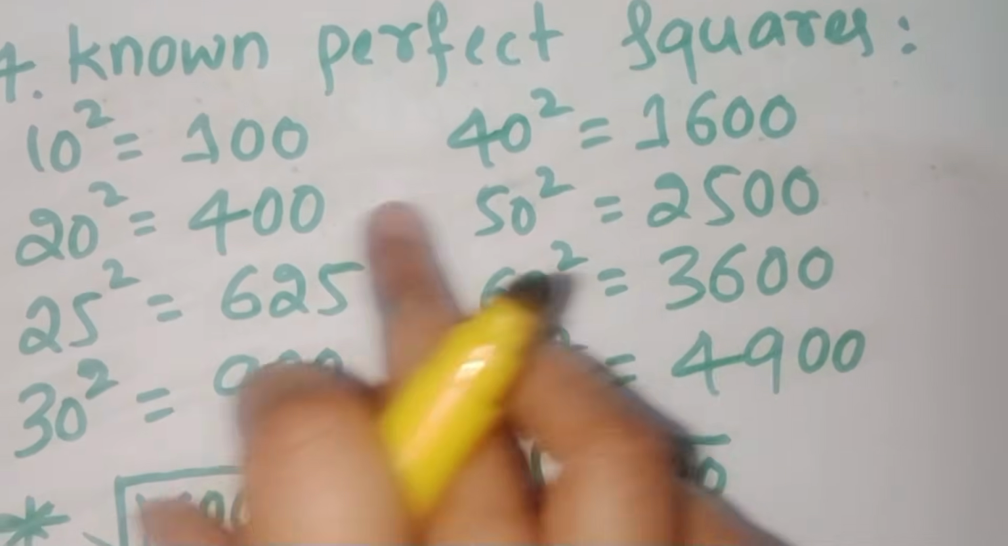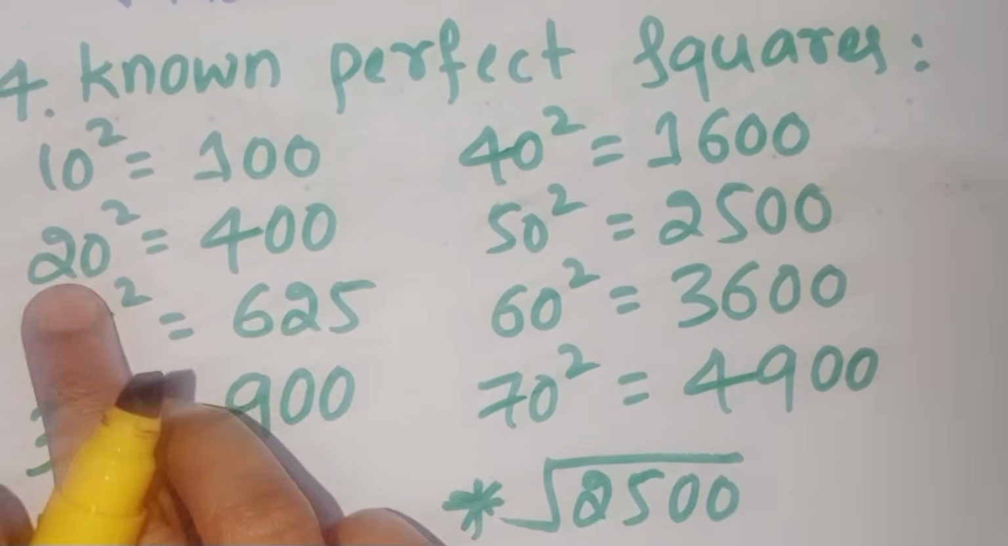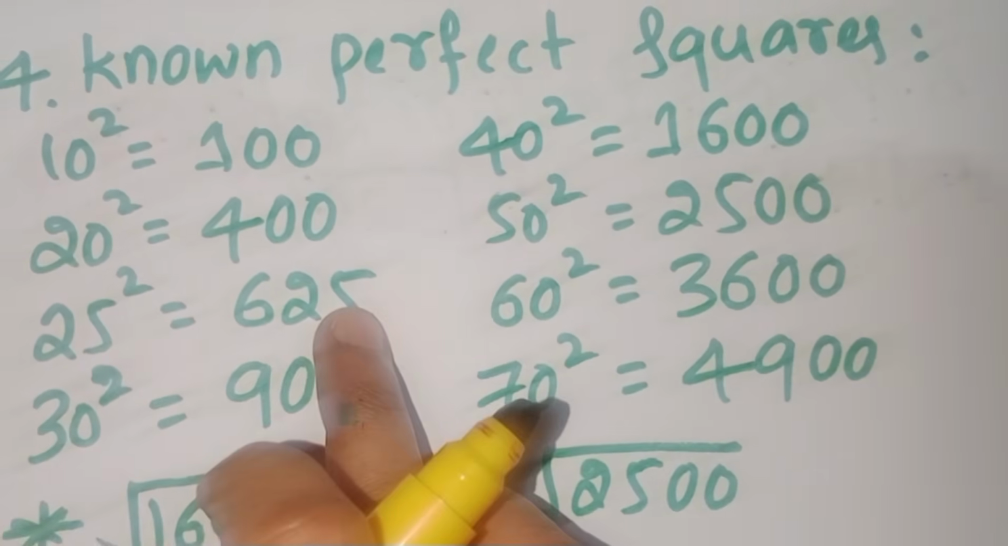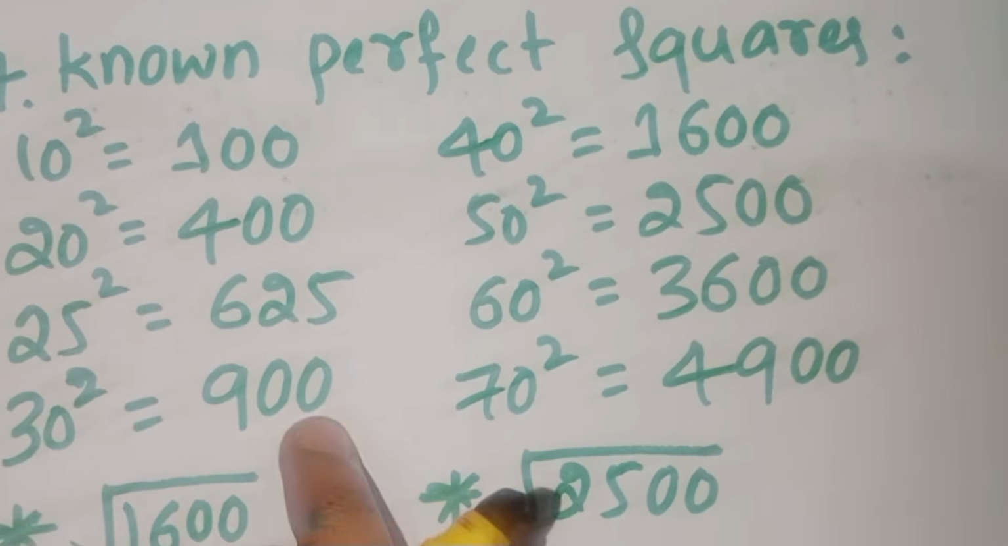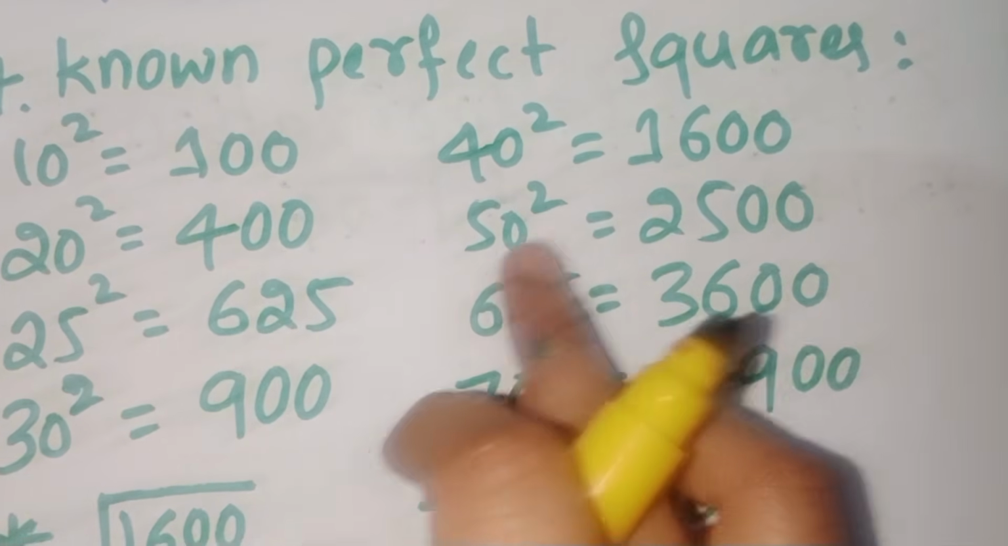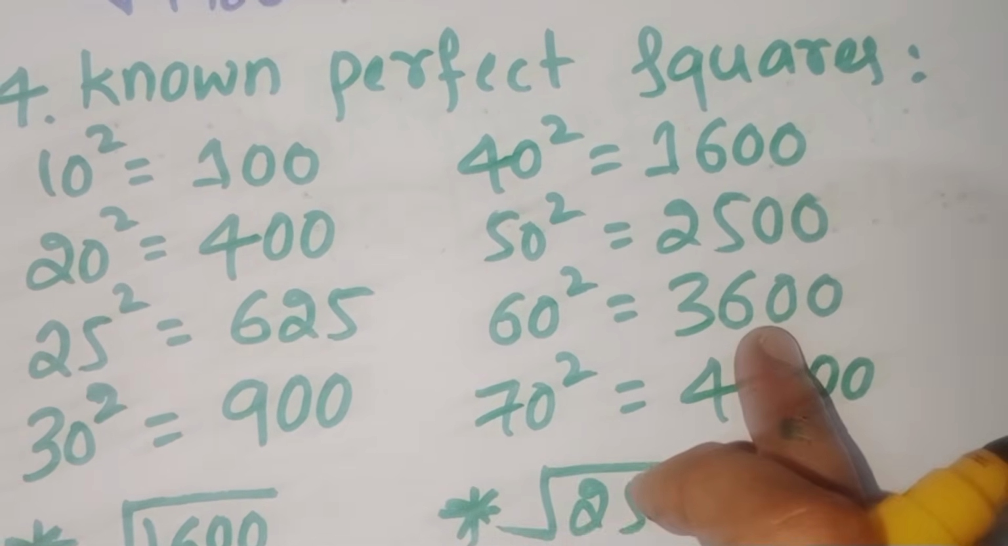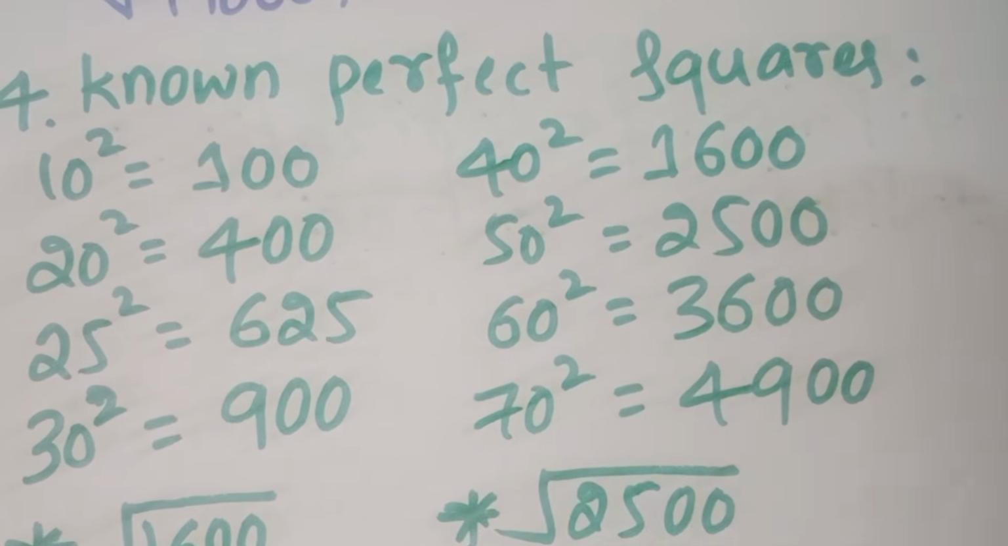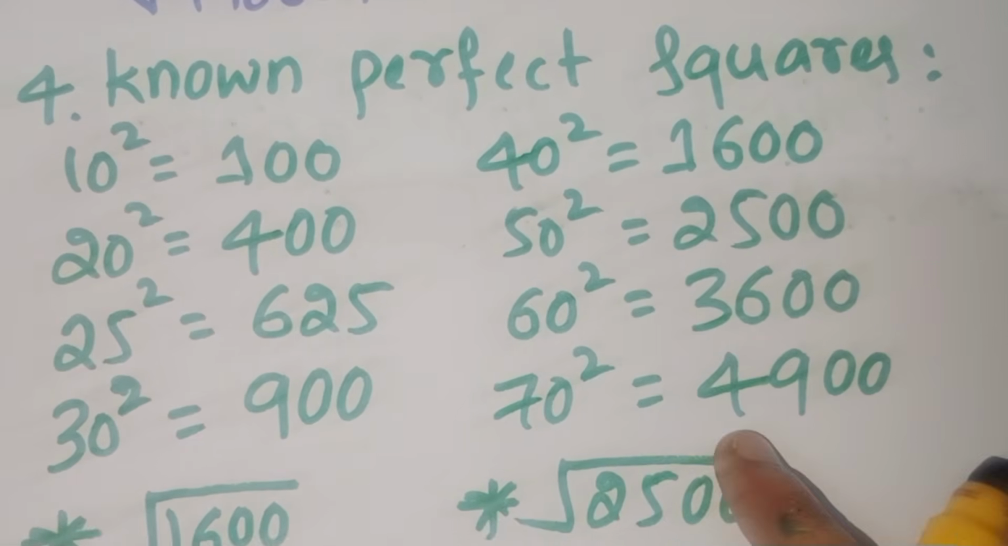Non-perfect squares. Remember these squares: 10 square 100, 20 square 400, 25 square 625, 30 square 900, 40 square 1600, 50 square 2500, 60 square 3600, 70 square 4900.